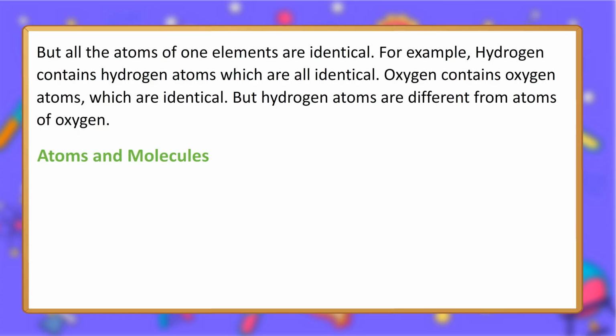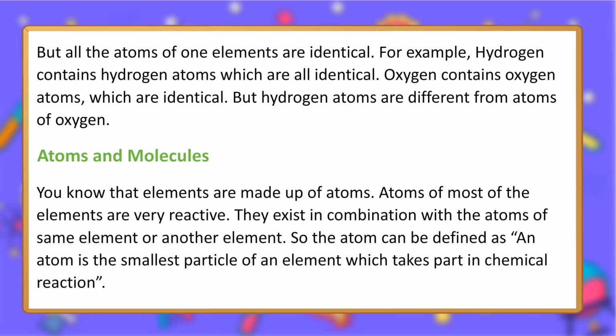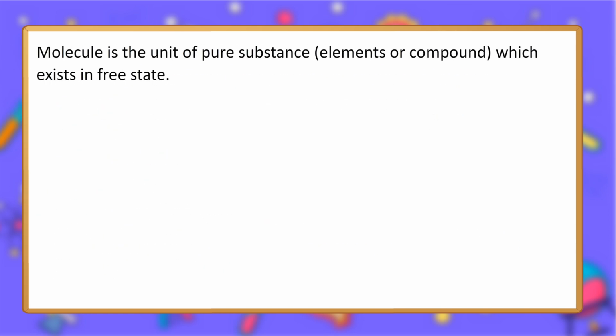Atoms and molecules. You know that elements are made up of atoms. Atoms of most of the elements are very reactive. They exist in combination with the atoms of the same element or another element. So the atom can be defined as the smallest particle of an element which takes part in chemical reaction. A molecule is the unit of pure substance, element or compound, which exists in free state.